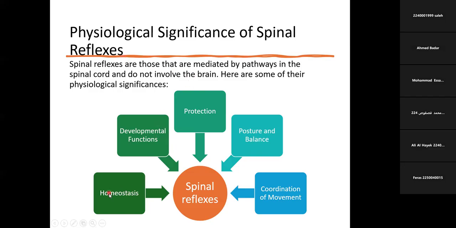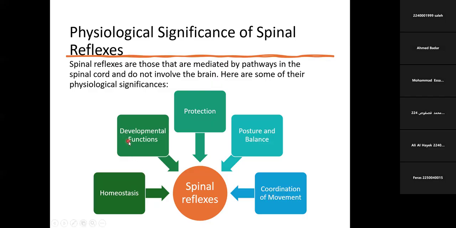So number one, I start from here. Protection. Most reflexes are for protection. They protect us against injury. Number two, they help us in our tawazun, posture and balance. Number three, they help us in coordinating our different movements. Like when we are walking, we are becoming disbalanced all the time. So the reflexes help us balance our body.